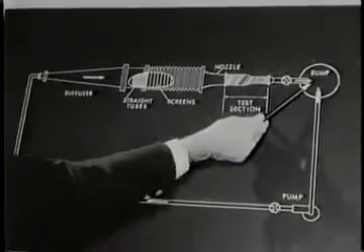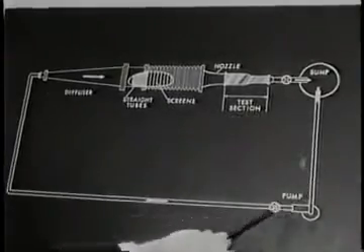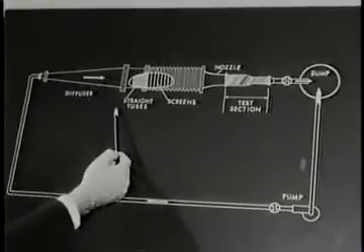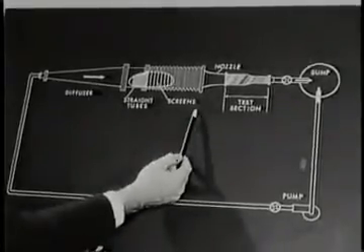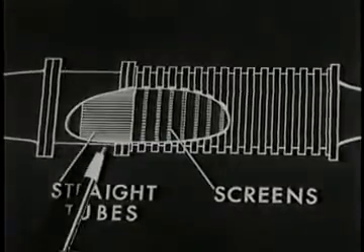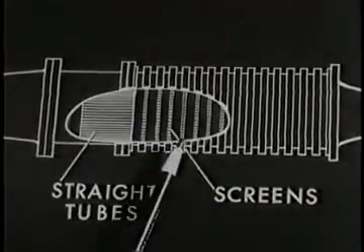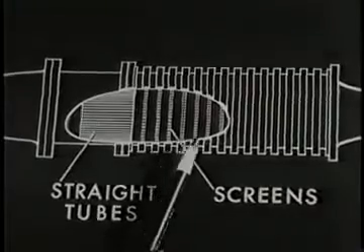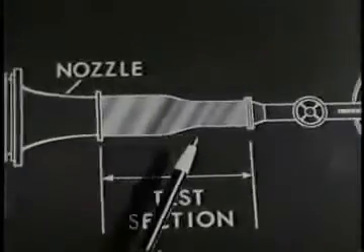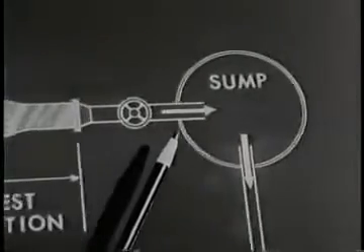Water from the sump is pumped to the diffuser and into this large low-speed settling chamber. The honeycomb straightens the flow, and these screens reduce the turbulence level. The flow is accelerated by this nozzle into the test section and then discharges back to the sump.